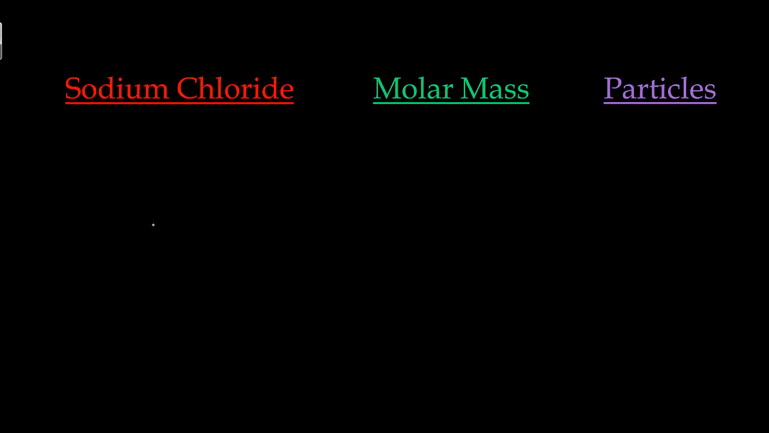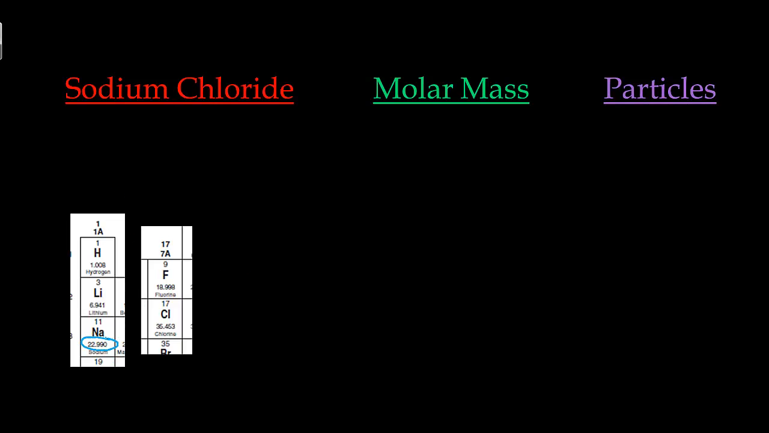Now let's talk about sodium chloride. Sodium, it's right here, 22.99, and chlorine is 35.45. And the chemical formula for sodium chloride is NaCl. So there's 1 sodium and there's 1 chlorine. If you add those two numbers together, you will get 58.45 grams in 1 mole. How many particles of sodium chloride are in 58.45 grams? Well, it happens to be 6.02 times 10 to the 23rd particles of sodium chloride in 58.45 grams.